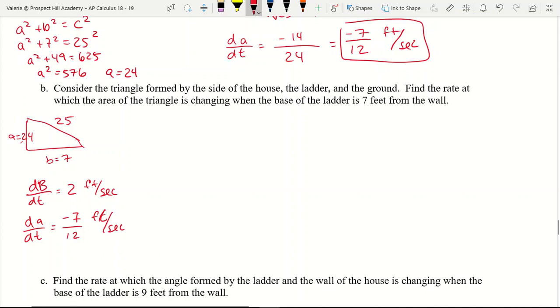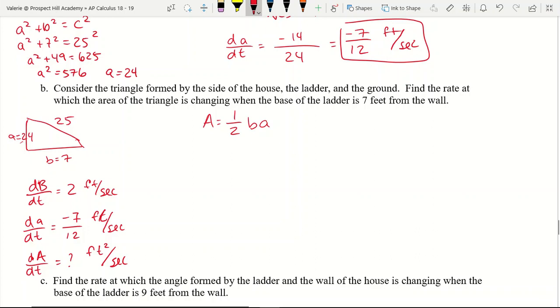Okay, so we have two known rates, and we're looking for the area, right? So we're looking for dA/dt, in units of feet squared per second. The area of a triangle is 1/2 the base, which we labeled B, times the height, which we labeled little a. So we have 3 variables, 2 known rates. We're fine. We don't have to rewrite anything at all.